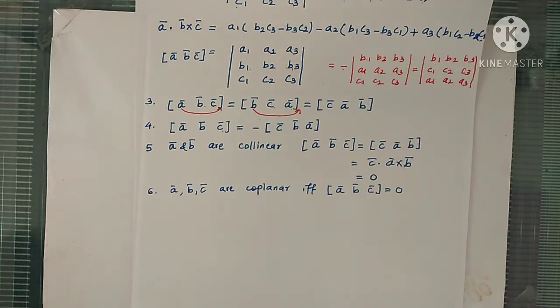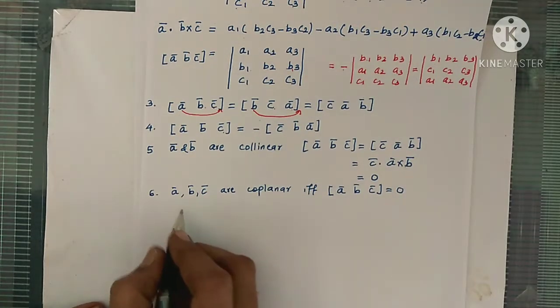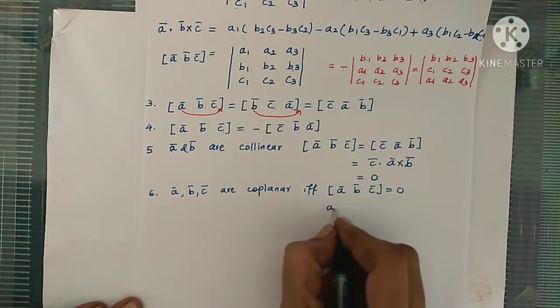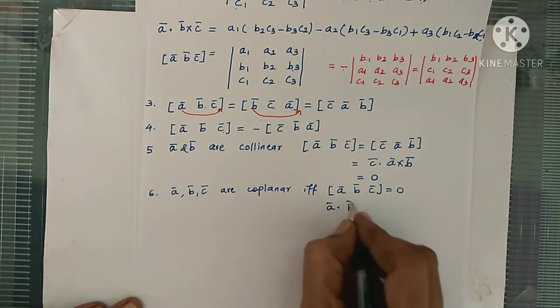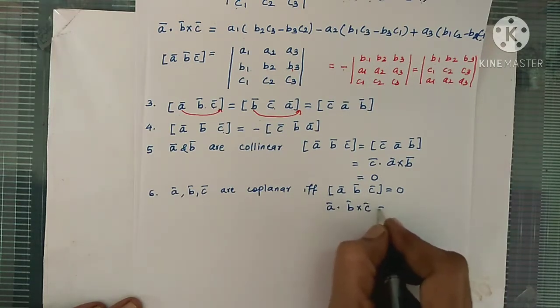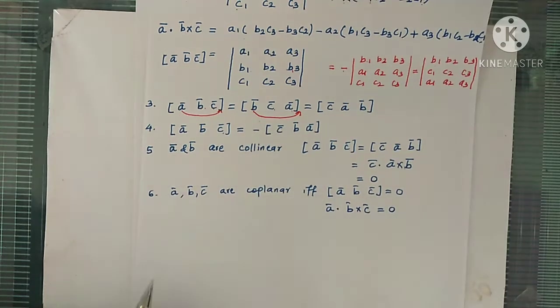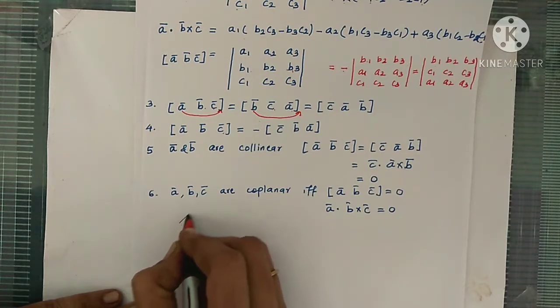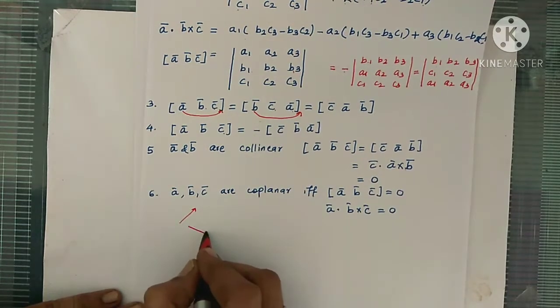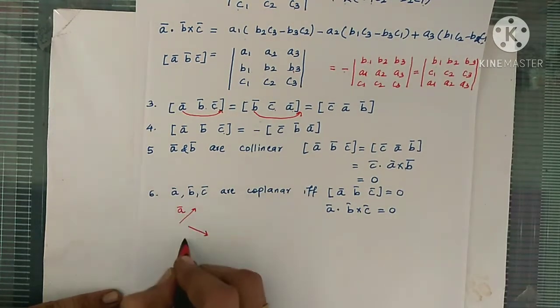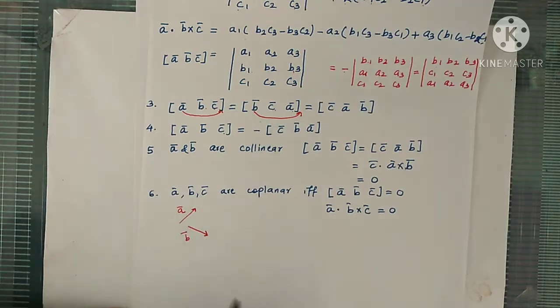Let's see why it is like so. Now the scalar triple product means what it is: A bar dot B bar cross C bar. For example, first of all, let's assume that they are coplanar. If three vectors are coplanar, that means what? A bar and B bar are like this, and C bar is coplanar with them.